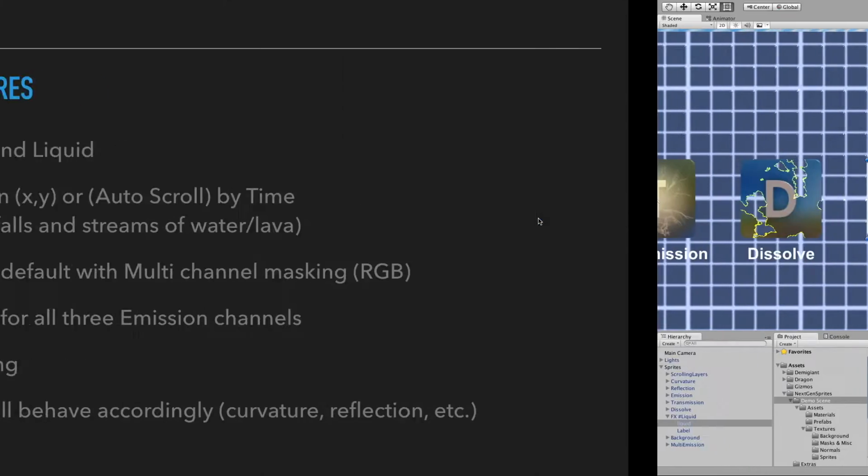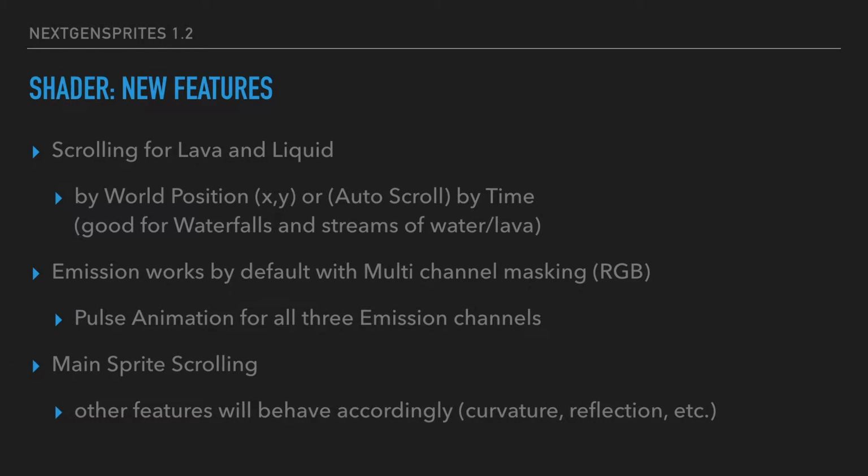Alright, so let's see. Now we have also emission which works by default and with multi-channel masking. Before we had it as a shader feature which we needed to enable. Now it's basically operating by default with multi-channel masking using the red, green and blue channels of the mask.